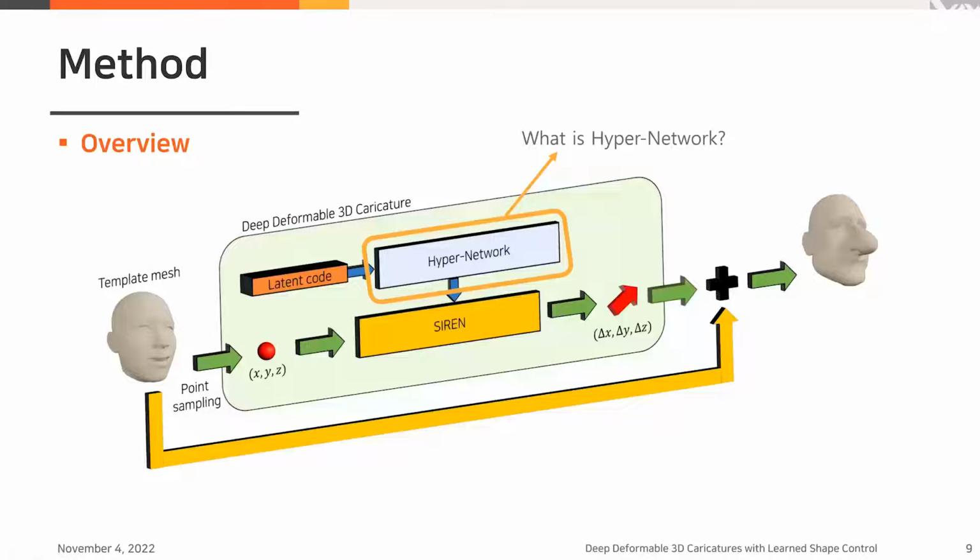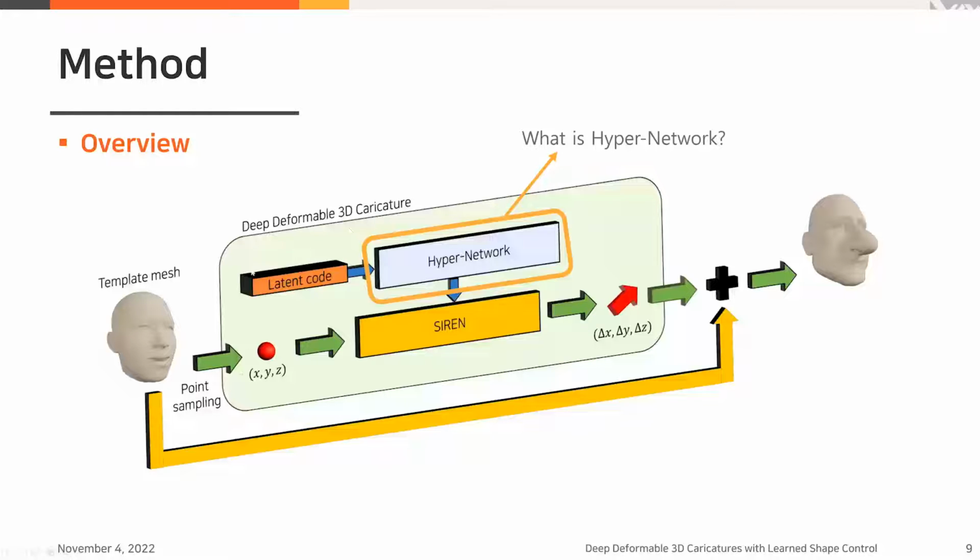Given these sampled XYZ points, the network produces the delta of those XYZ. From this delta, you add it back to the input coordinate, which is the given XYZ coordinate, and then you get the resulting deformed 3D caricature shape. So it's basically generating a displacement for the 3D positions of the mesh.